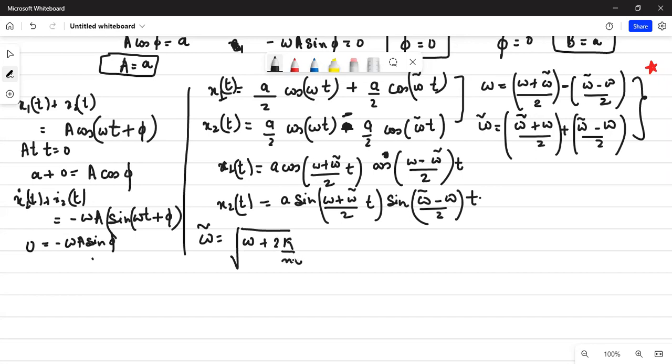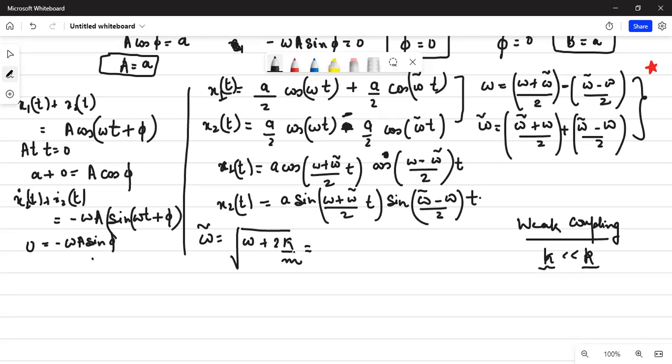Let us consider the case of weak coupling. If this is weakly coupled, what does it imply? It implies that the spring constant of the middle spring is very, very less than the other spring constants. Is that clear?